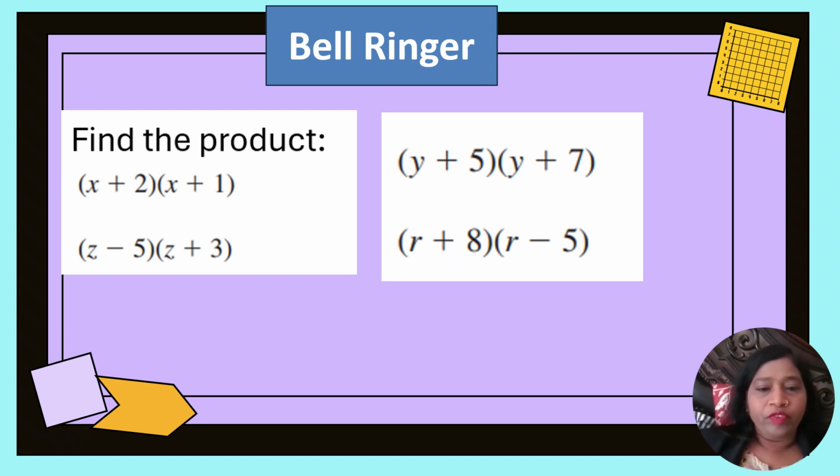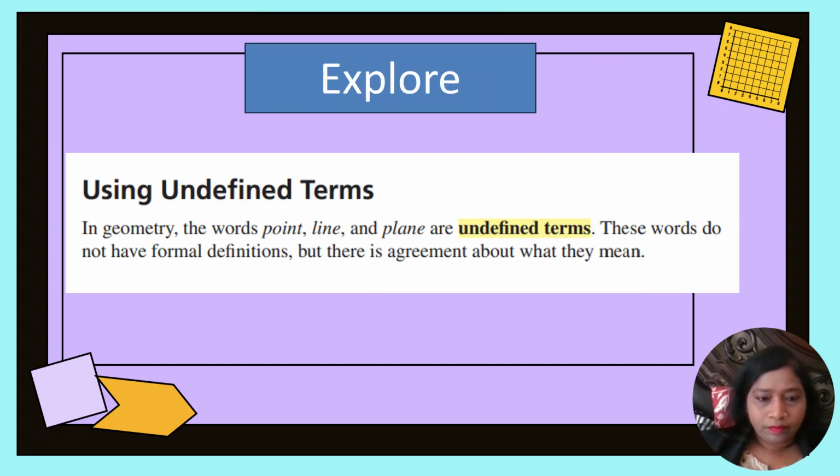Students, we have 5 minutes for the bell ringer. Find the product, multiply the binomial with the binomial. So take 5 minutes and complete this task.